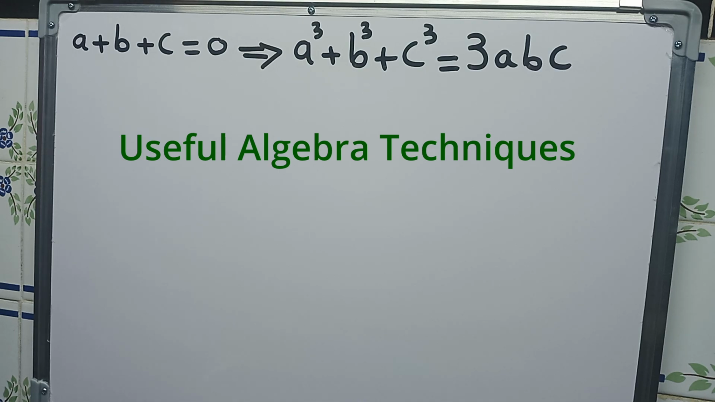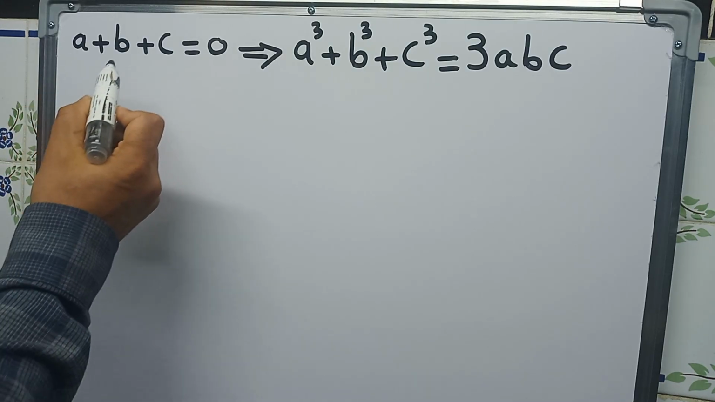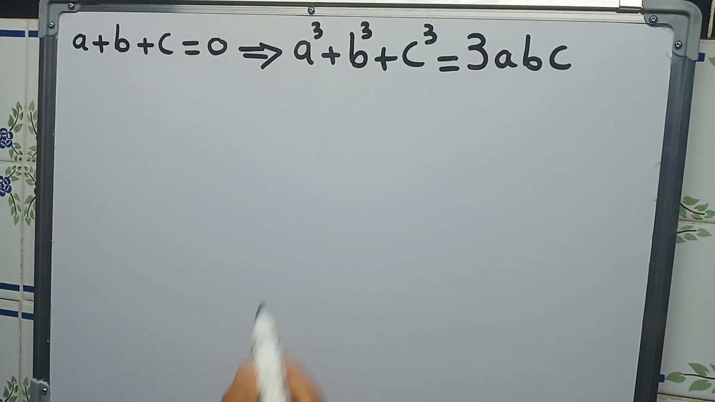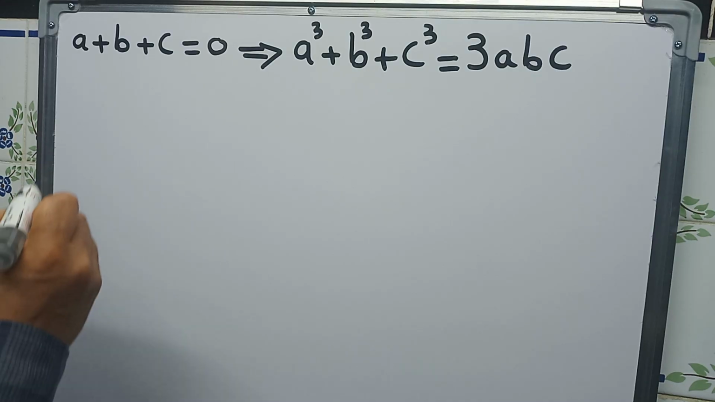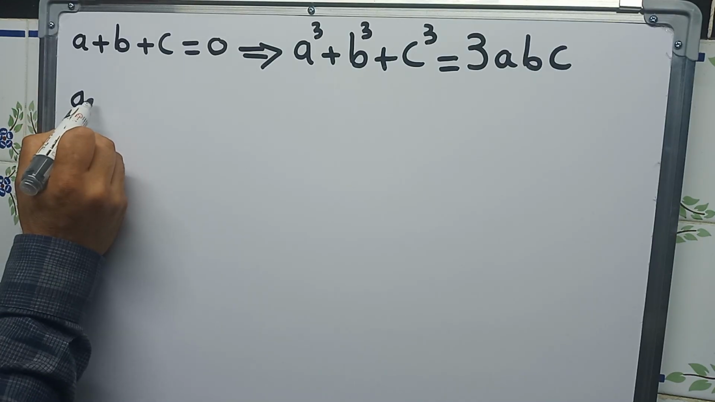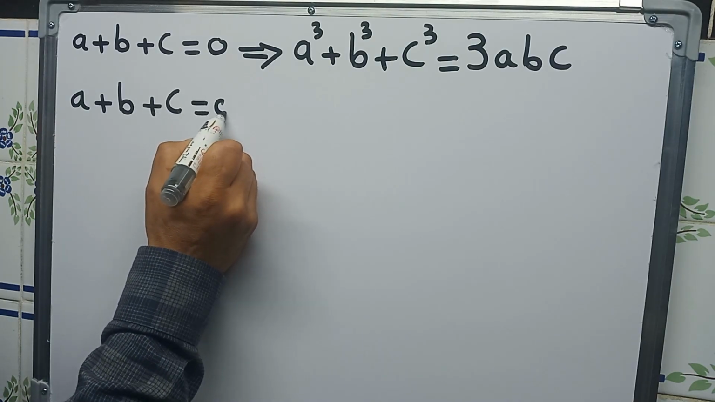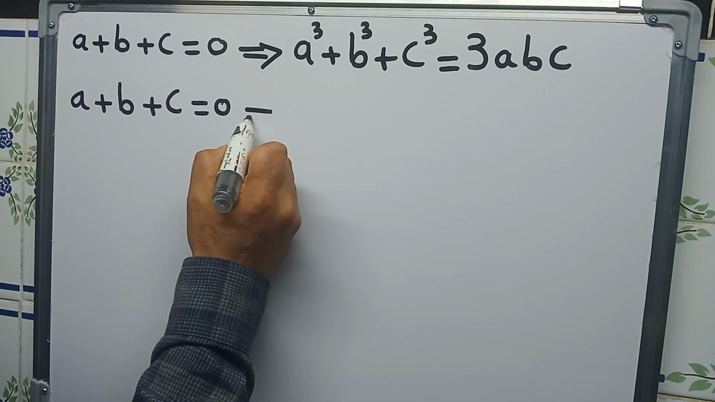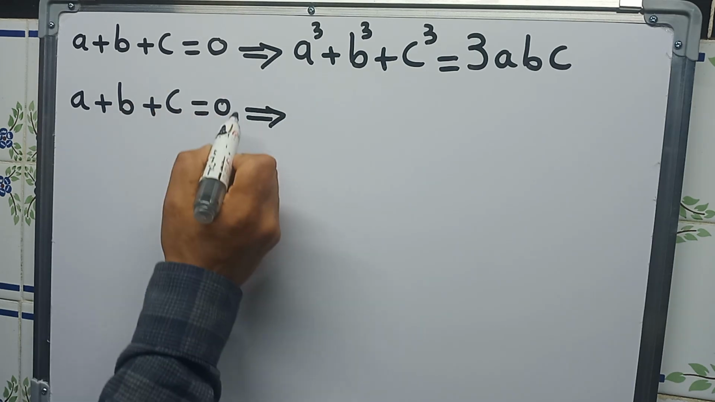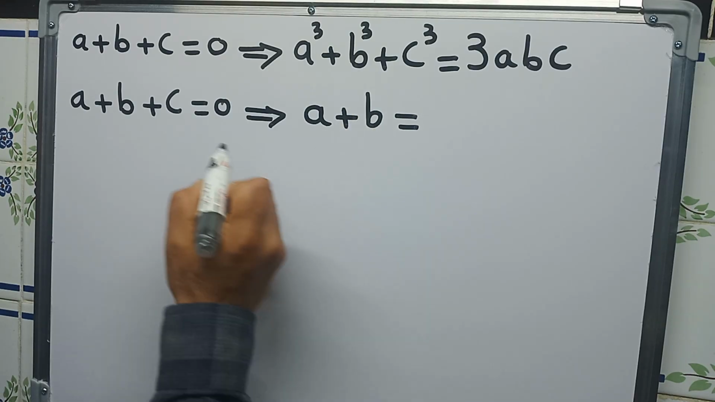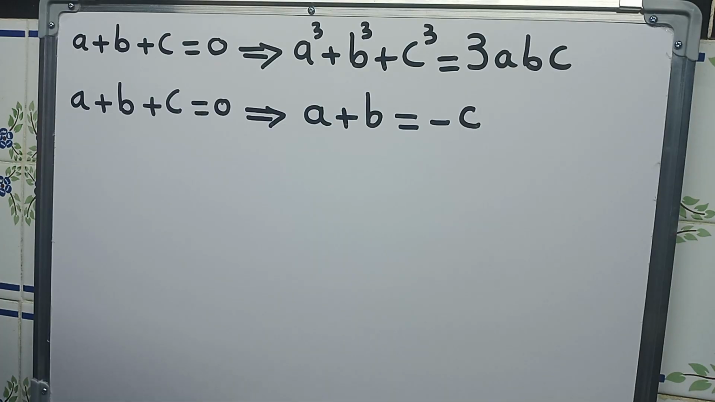In this problem, we have a, b, c, three real numbers, and we will prove that a plus b plus c equals 0 implies a cubed plus b cubed plus c cubed equals 3abc. So let's just start. From here we have a plus b plus c equals 0 implies, taking c to the right side, a plus b is equal to minus c.